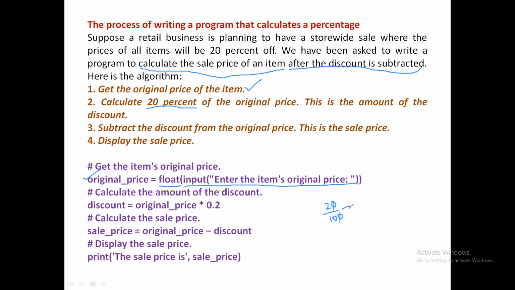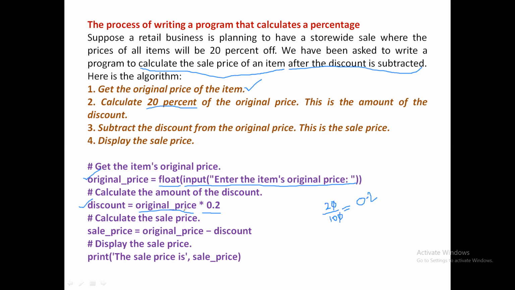Okay, so to calculate the discount, just multiply the original price with 0.2. So that is what we are doing here. The second step is calculate the amount of discount. Discount is equal to original price into 0.2. Okay, so we already read this original price. Now we are multiplying it with 0.2 to obtain the discount to be given to the users.